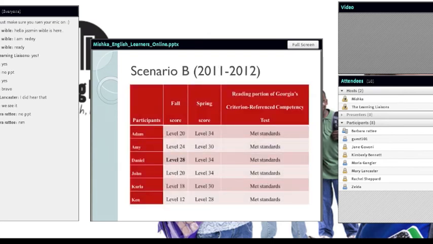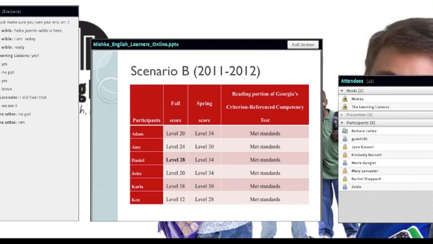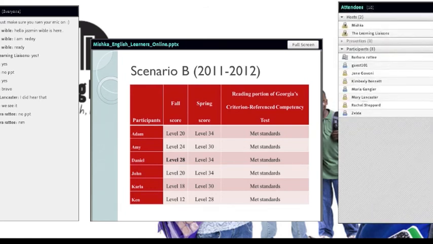By the ending of the year, they made great gains, and they all met standards on our Criterion Reference Competency Test. And that's because I diligently used the Unravel strategy to help them.